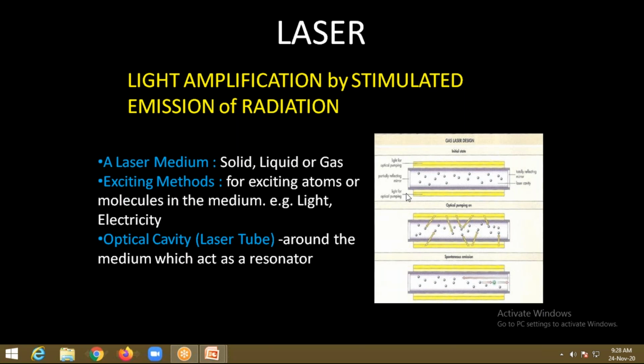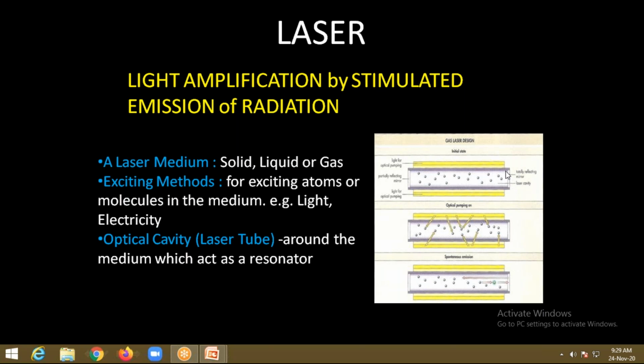And this yellow colored zone is the light which is passed through optical pumping, and within the cavity there is a medium. Every medium could be a solid, liquid or gas. So there is a medium, and this is a box or a cavity. This is a highly simplified explanation of how laser works.